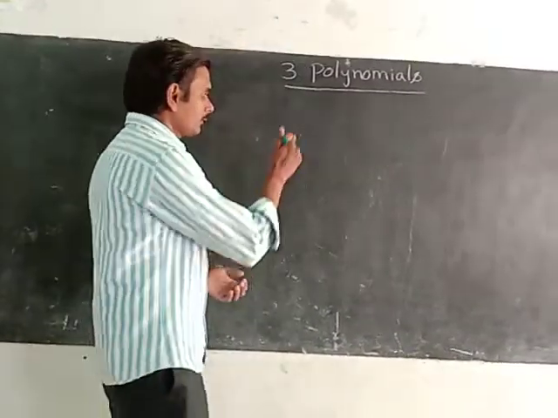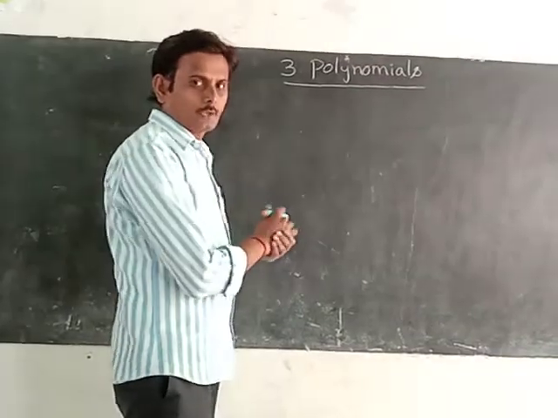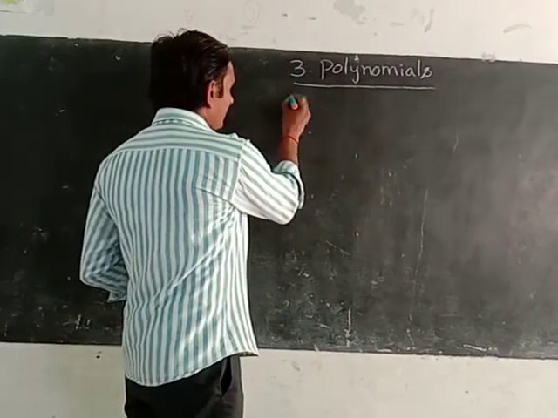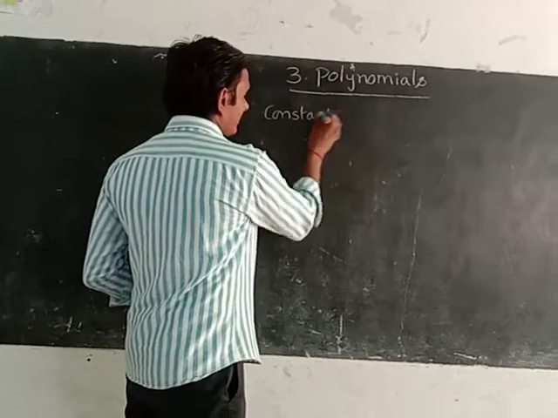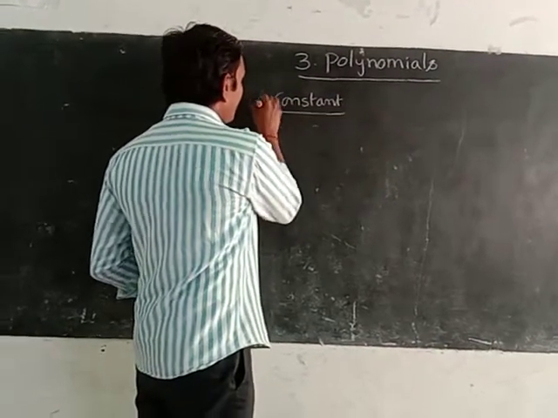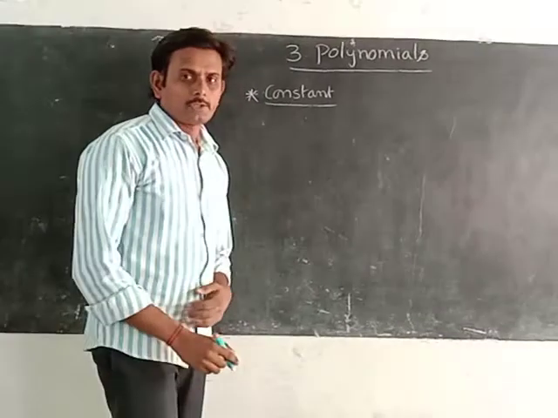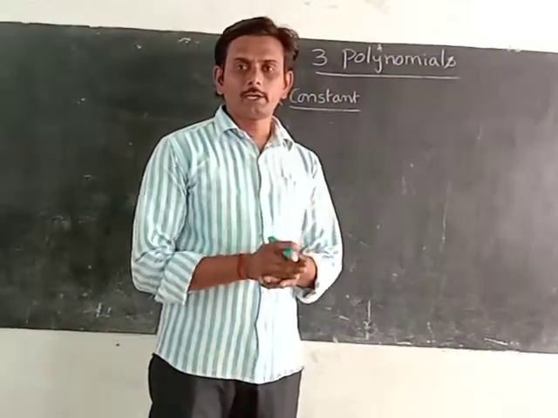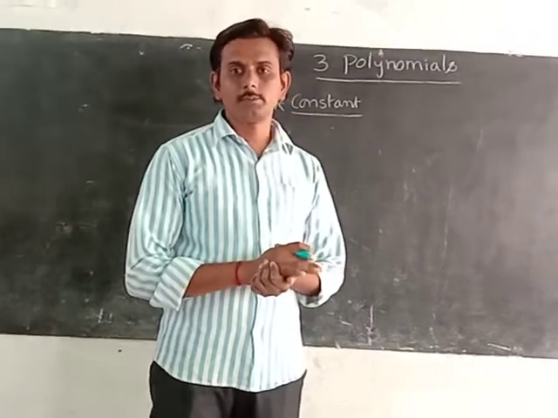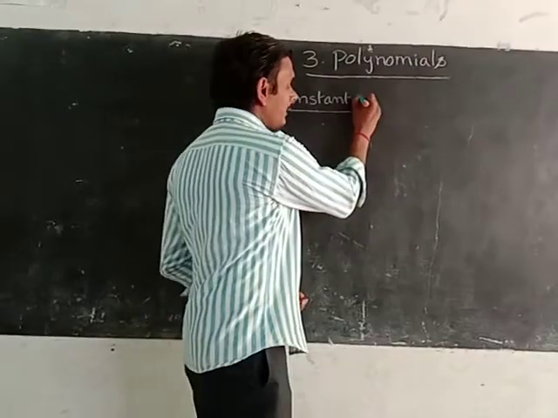Before going to that, what are the basic concepts we have to learn? First one is the constant. What is meant by constant? A symbol in mathematics: we can take every alphabetical letter or number as a symbol. A symbol will have a fixed value.